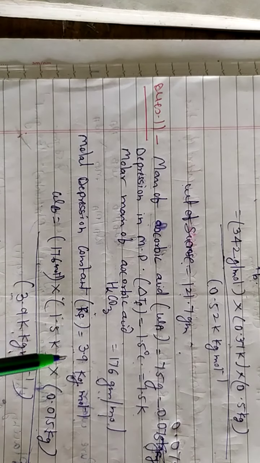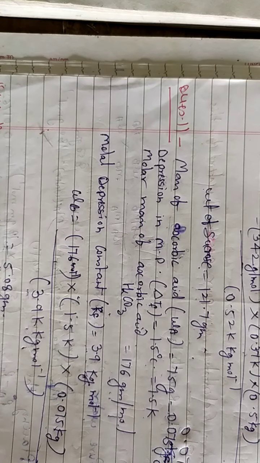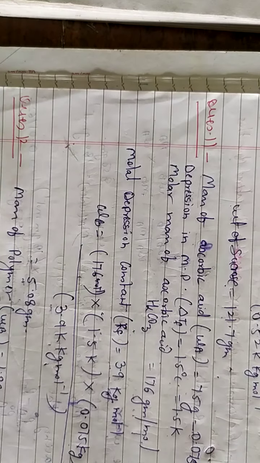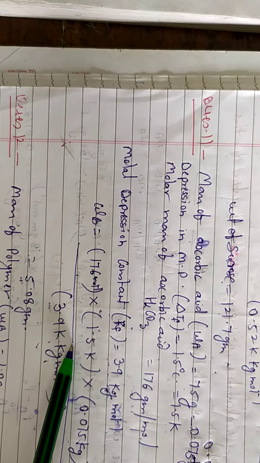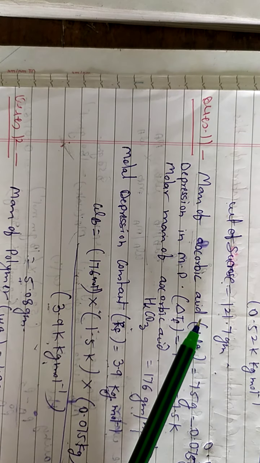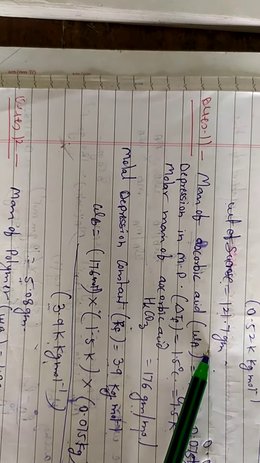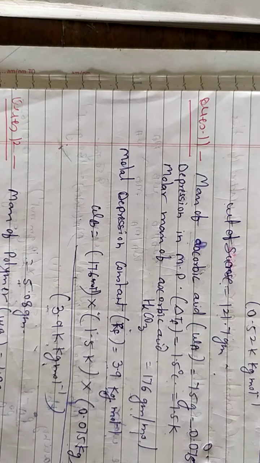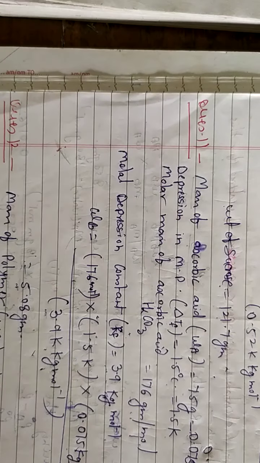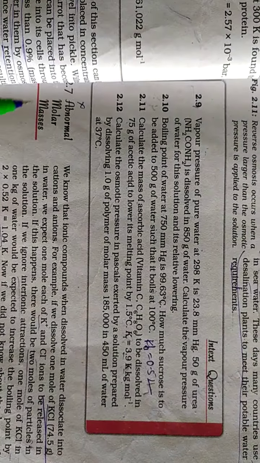After calculating all this, here we are getting the final answer, 5.08 grams. In this way, both the sums are the same type, 3.11 as well as 3.12. In 3.11 we calculated Kb, and in 3.12 we are calculating Kf. Now we will go towards the next question.